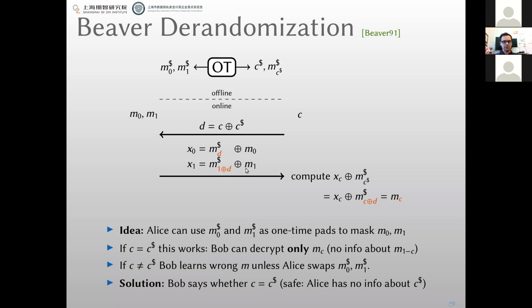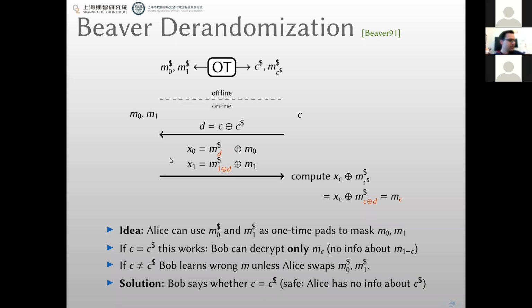But the way I like to think about it is Bob tells Alice whether she needs to swap 0 and 1. And then she just uses one-time pads to mask the messages that she wants to send. So this is a very simple trick.